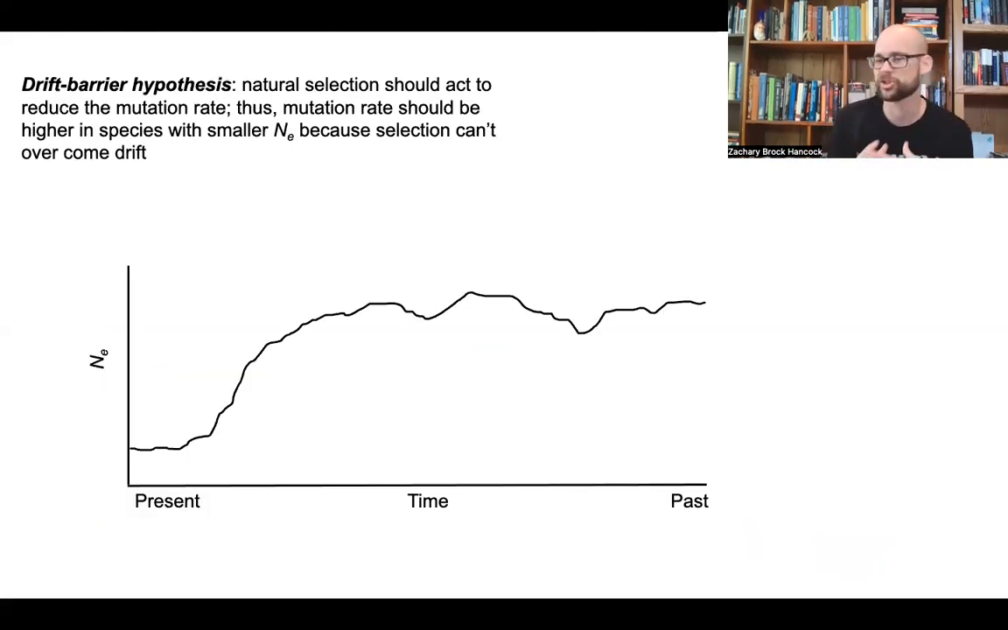Okay, so now let's move on to looking at the correlation between the population size and the mutation rate. To understand this, we're going to need to do a little bit of background. So first, we need to talk about the drift barrier hypothesis.